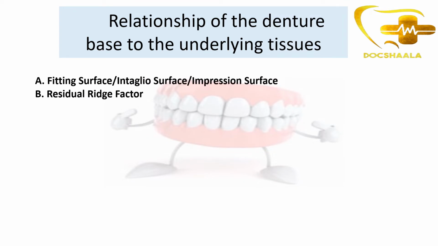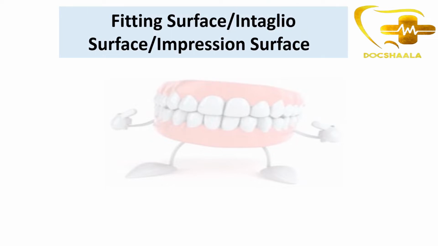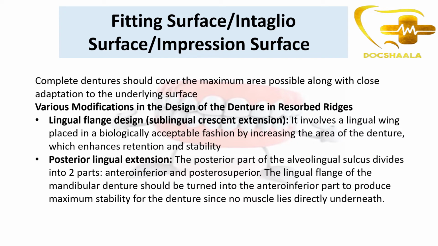The relationship of the denture base to the underlying tissues is maintained by the fitting surface, or intaglio surface, or impression surface, and also by the residual ridge factor. So how do these maintain this relationship? Let's see. The fitting surface is nothing but the surface on which we take our primary and secondary impressions for our denture making. So the complete denture should cover the maximum area possible along with close adaptation to the underlying surface.